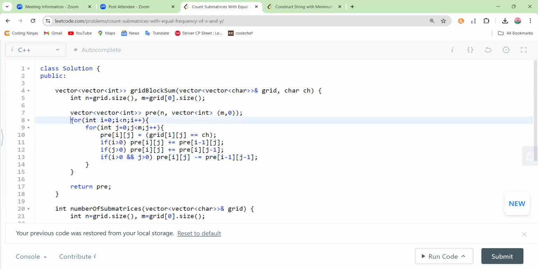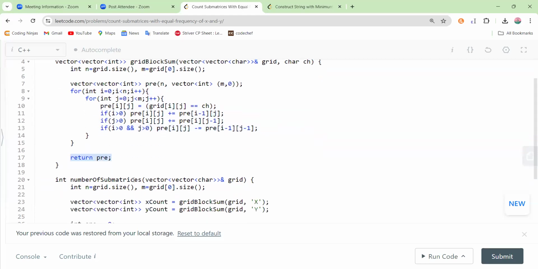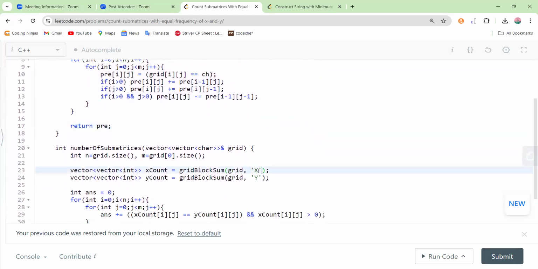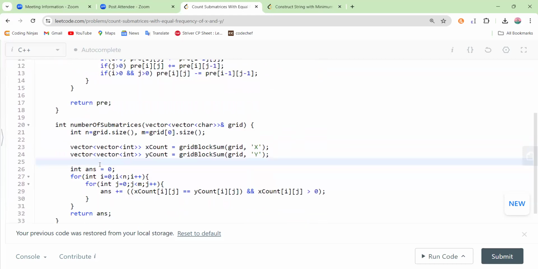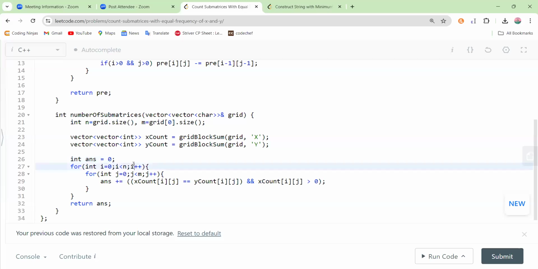And at the end, once we are done computing all the prefix answers, we are simply returning this pre. So once we do so for character x and character y, we now have the prefix count for both the characters. So we initialized our answer to 0.